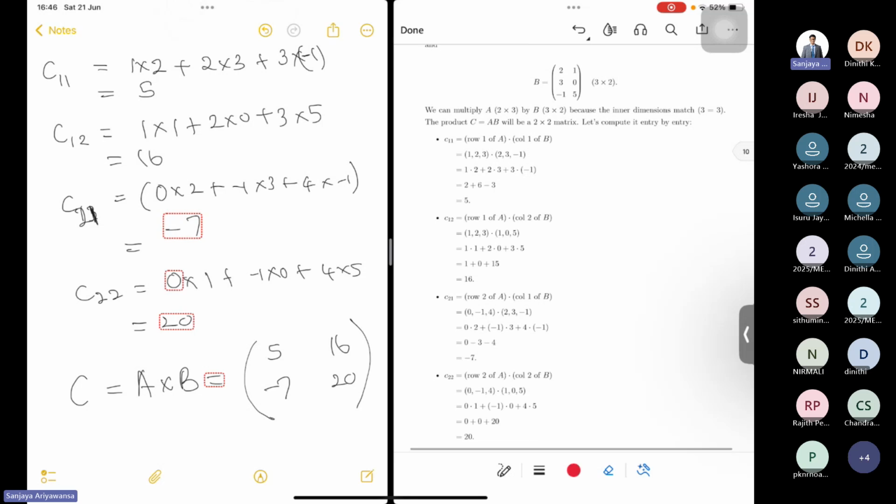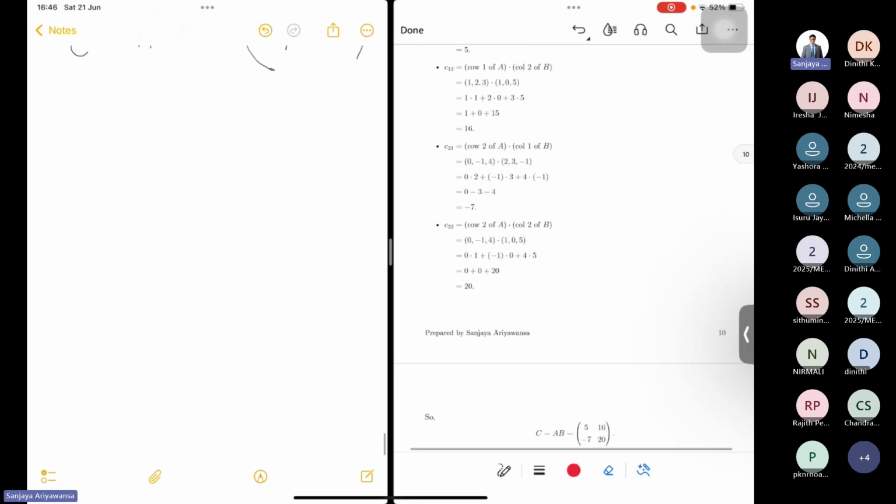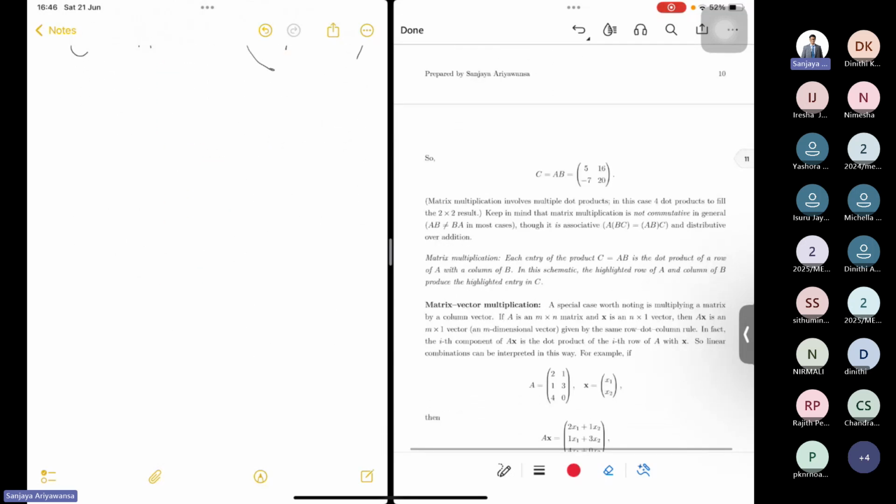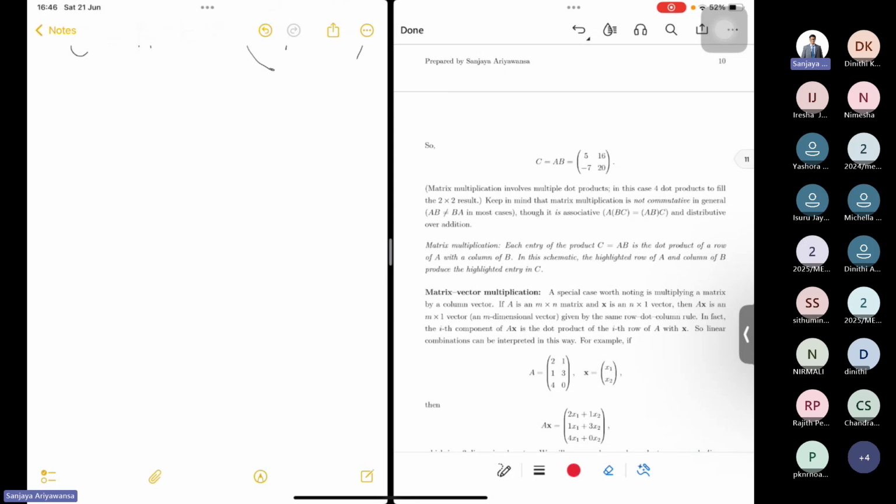Right, so that is matrix multiplication. In matrix multiplication, let's have a look at another example, because you need to do a lot of examples. Let's take example A: 1, 0, 2, 3, and then B.